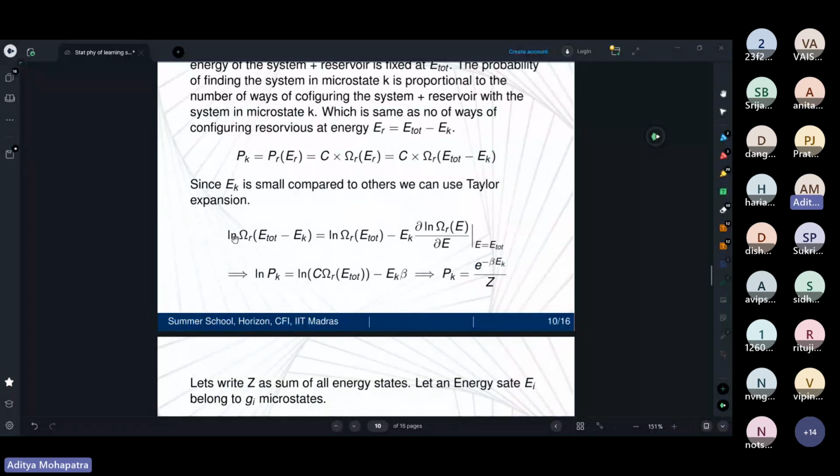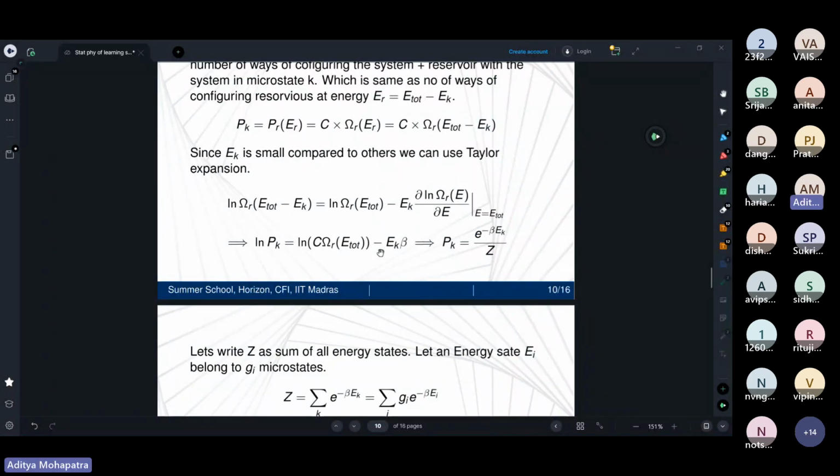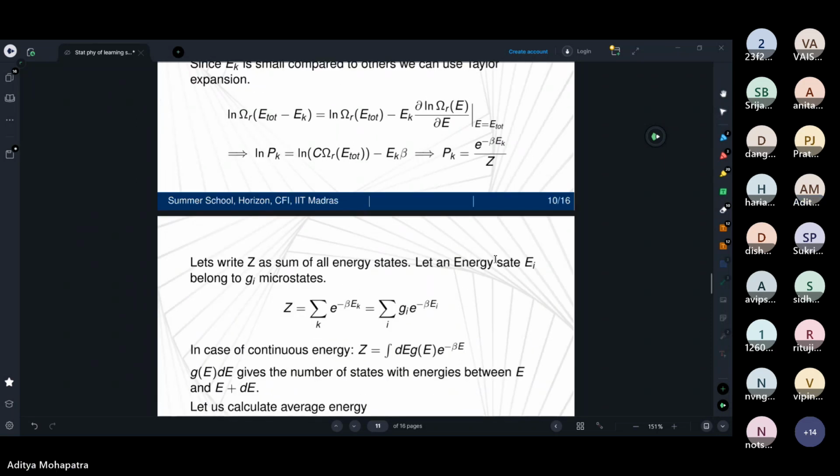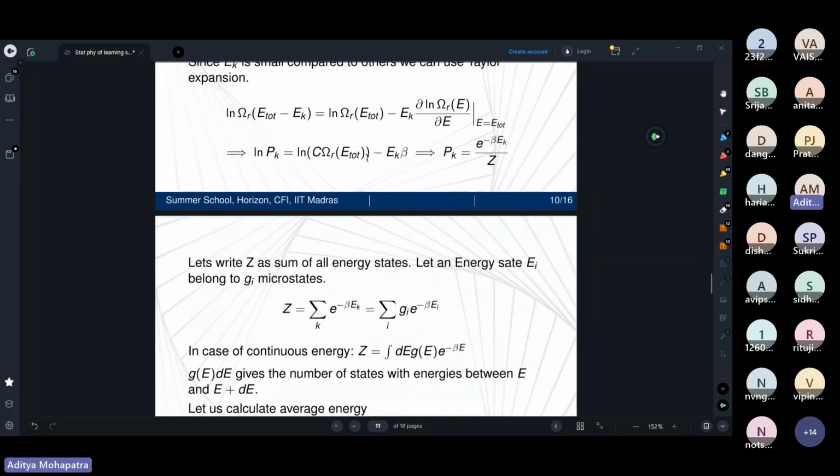You can look at the derivation later after the session. After using the Taylor expansion, first order expansion, you get this probability, which is proportional to e to the power minus beta E, divided by some normalization constant Z. That Z is this thing basically.